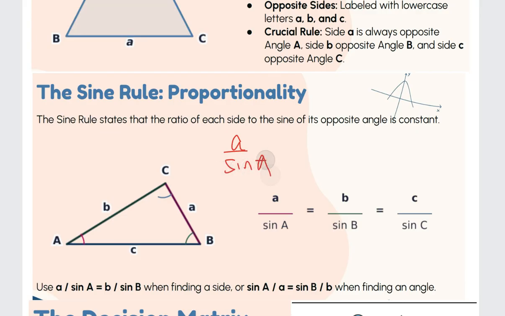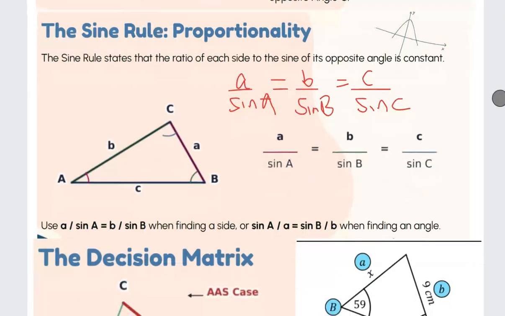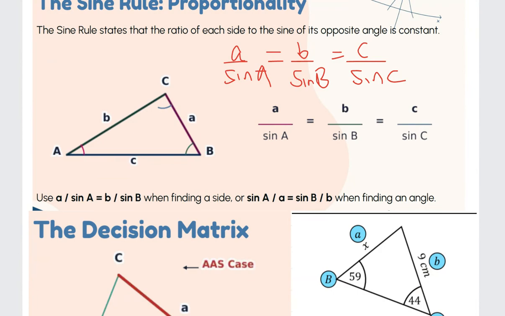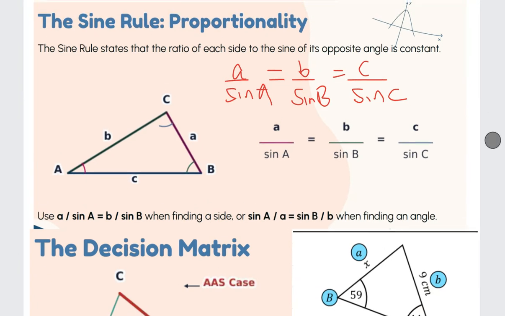That's the formula you are seeing here: a over sine A equals b over sine B equals c over sine C. Are you seeing that now? So that is what this rule is saying. The rule says that a over sine A equals b over sine B equals c over sine C.